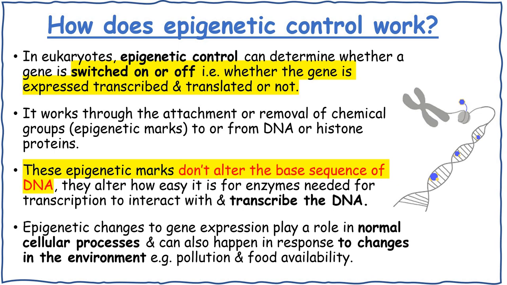It works through the attachment or removal of chemical groups known as epigenetic marks to or from DNA or histone proteins. These epigenetic marks don't alter the base sequence of DNA. They alter how easy it is for enzymes needed for transcription to interact with and therefore transcribe the DNA. Epigenetic changes to gene expression play a role in normal cellular processes and can also happen in response to changes in the environment. For example, pollution and food availability.